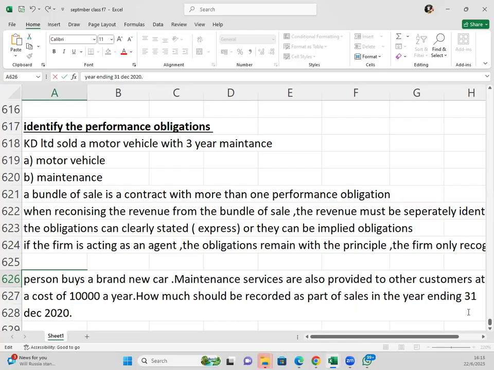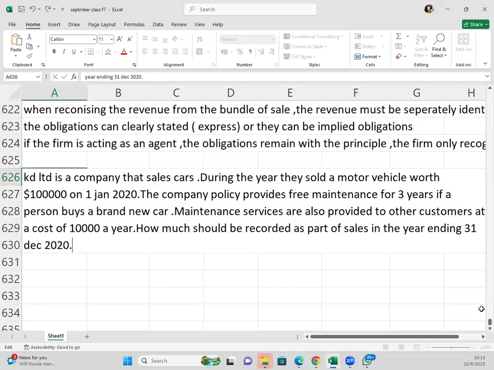So from this case, we are told that KD Limited is a company that sells cars. So we are not an agent in this case. We are the principal. We are the ones that are selling the cars. During the year, they sold a motor vehicle worth 100,000. So we are the ones that have sold. We are not buying the motor vehicle. It's us selling the vehicle.